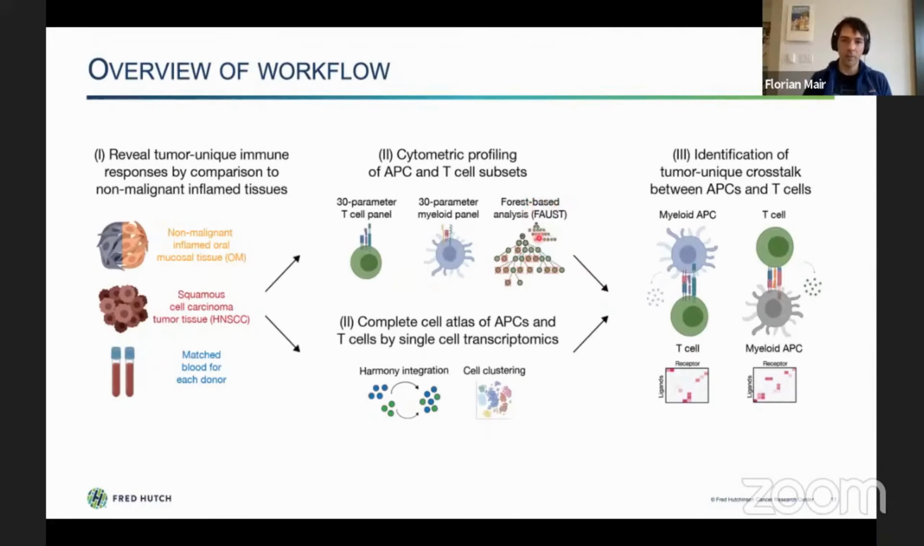The one that I want to present to you today is based on a forest-based analysis approach termed FAUST. In parallel, we did some single-cell transcriptomics, which will be the focus of the second part of my talk. And the underlying concept, or the ultimate goal of that, was to identify tumor-unique crosstalk between APCs and T cells. So I'll start off with the cytometry data up here.